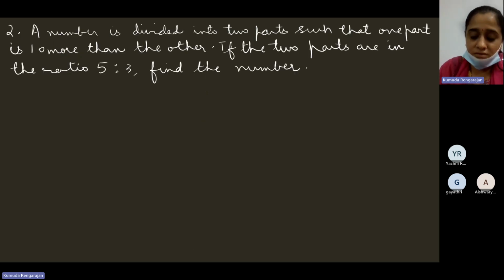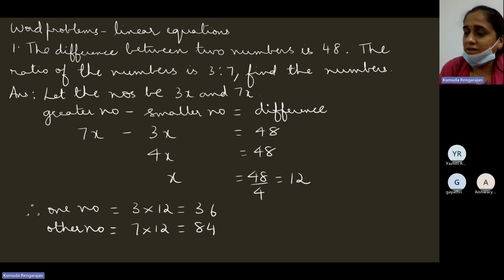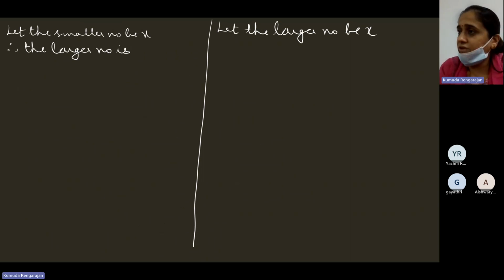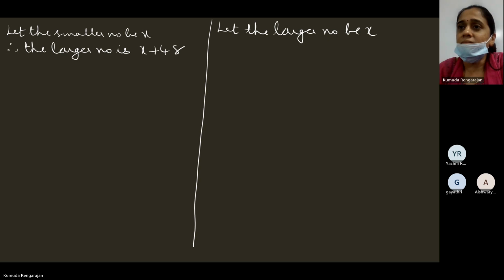Children, I hope you're aware of what I'm explaining. Here we have used a ratio for assuming. How do we assume using the difference of the numbers? You can assume it in two ways. You can call the smaller number as X or the greater number as X. If the smaller number is X, what will be the greater number? The difference is 48, right? So the larger number will be X plus 48 because the difference is 48. If the larger number is X, then what will be the smaller number?